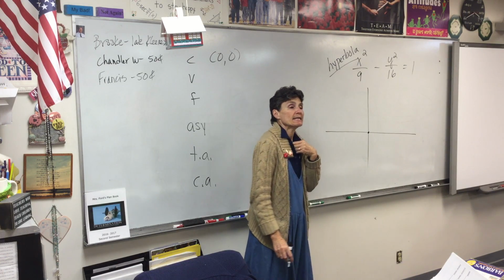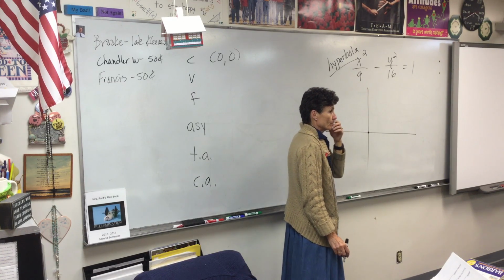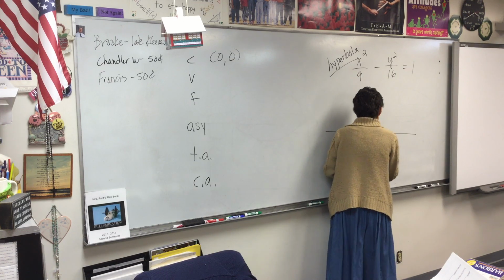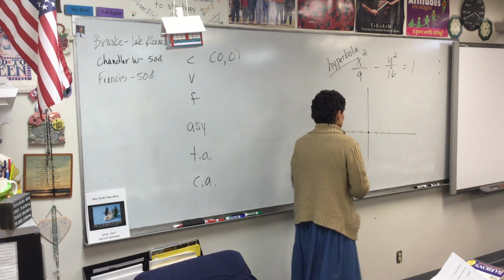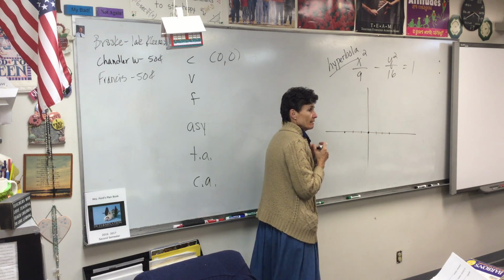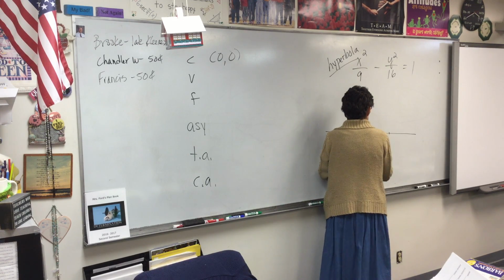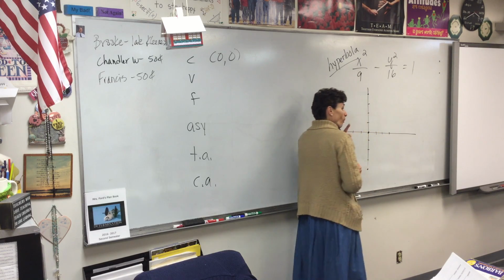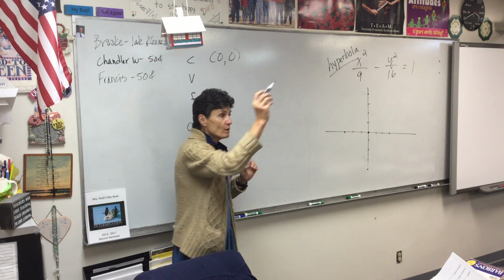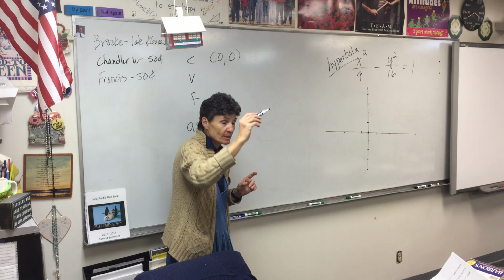If this were an ellipse, what would this 9 tell me to do? Sideways 3. So that's what I want you to do. Count over 3. You don't have to label them. Just count over 3. What would that 16 tell you? Up and down 4. Now, at this point, if it were an ellipse, we would join those 4 points with a nice oval, right?